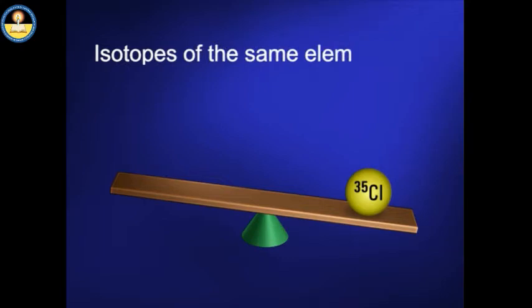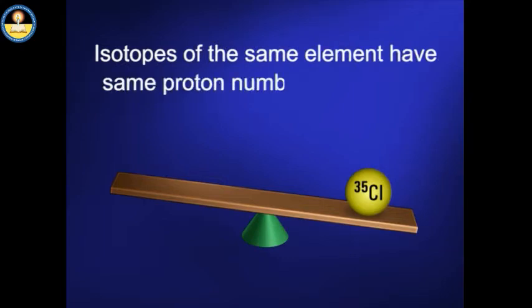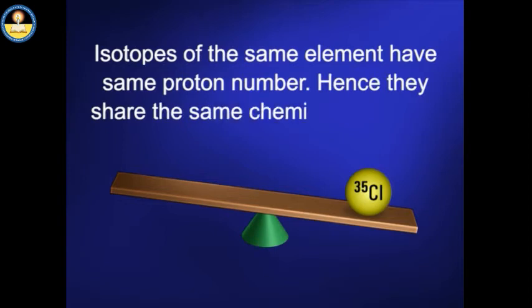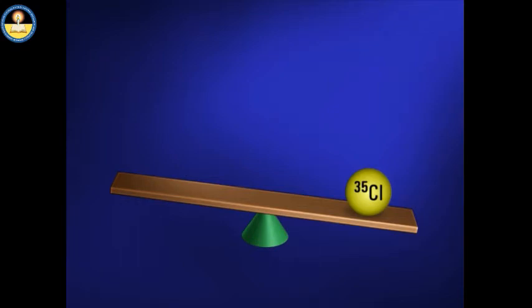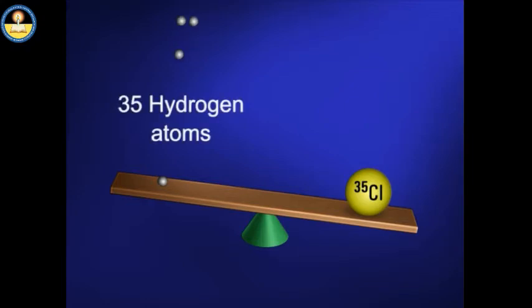Isotopes of the same element have same proton number. Hence, they share the same chemical properties. They have different masses and this can be shown with the help of an experiment. Let us take a beam balance and place an atom of chlorine-35 at one end and an atom of hydrogen at the other end. Since hydrogen is equal to one atomic mass unit, or one unified mass represented as u, we find that in order to balance the beam, 35 hydrogen atoms are needed.